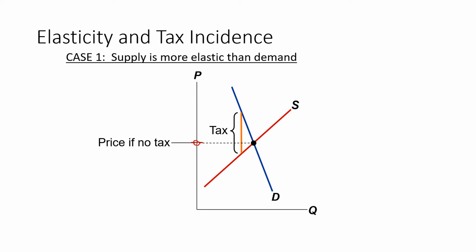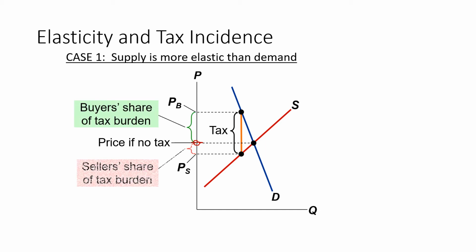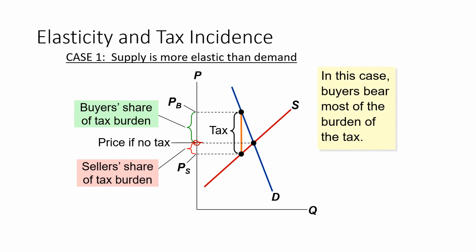You can easily identify that buyers are paying more as compared to the sellers. This is the PS, the price the suppliers receive, and this is the price the buyers are paying. So buyers are paying more as compared to the suppliers. So the buyers' burden of the tax is more as compared to the supplier. In this case, we can say that when demand is inelastic and supply is more elastic, the one which is inelastic is going to pay more.